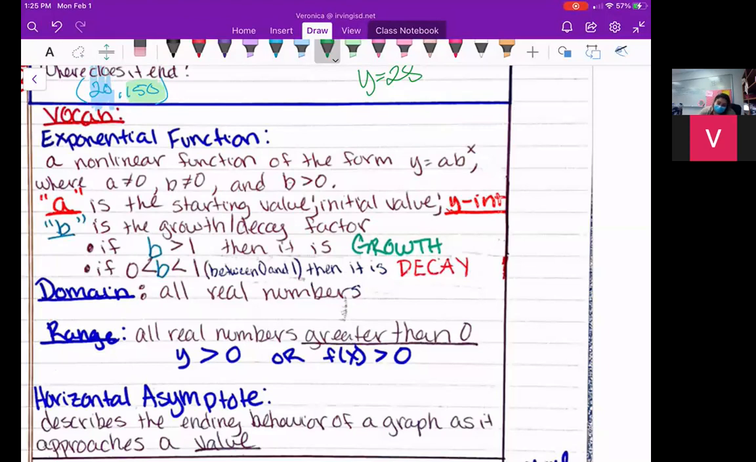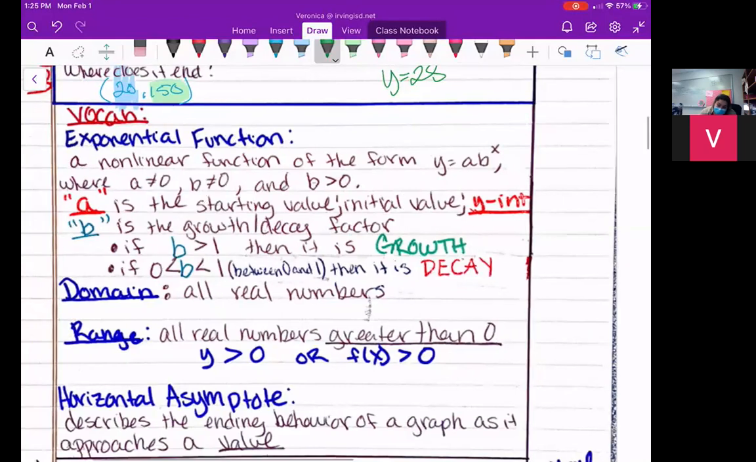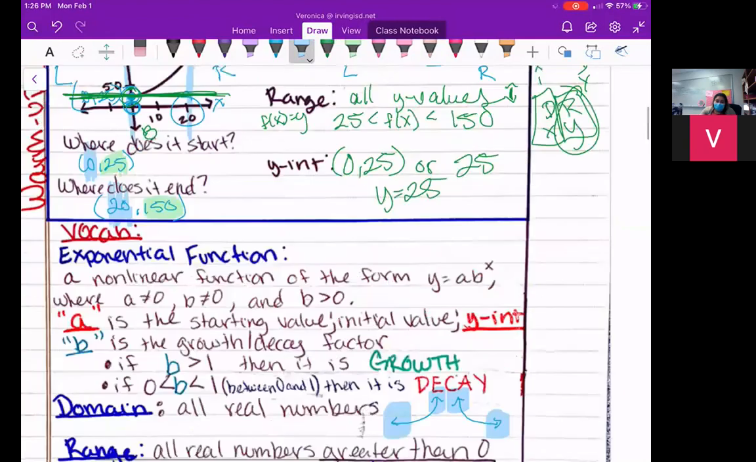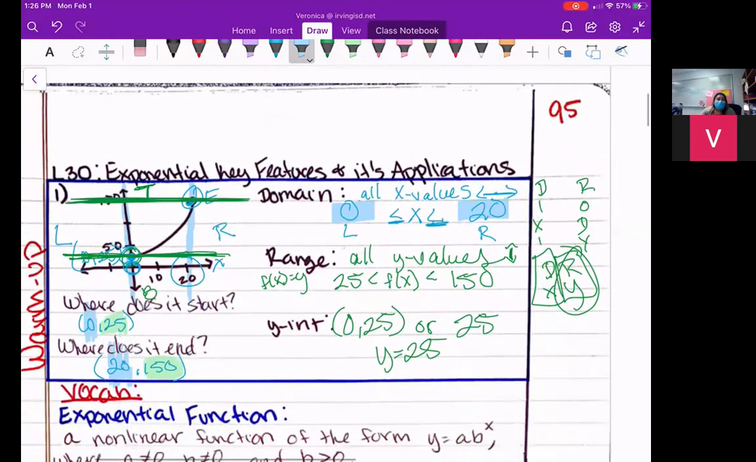So we know that your domain is all real numbers, and it doesn't matter if it's a growth function or a decay function. What matters is the fact that we have the arrows on the left and the right. So you will notice that in our warm-up, I gave you an exponential function with endpoints, right? Which is the reason why you have values. You have a left, a right, a bottom, and a top bound. So you were able to contain that graph in a box.